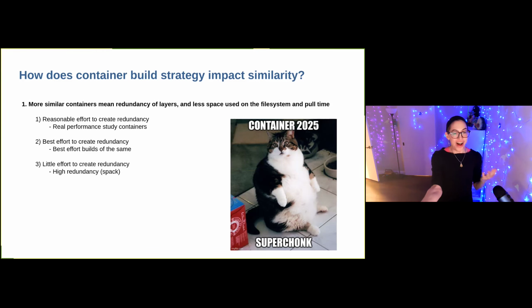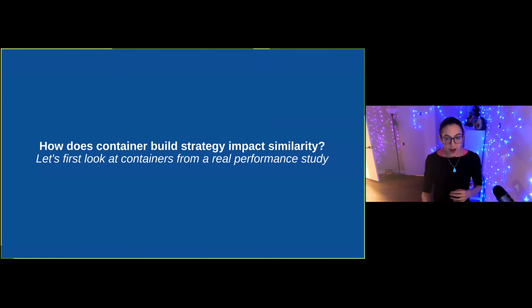Again, the super chunk. And so there's so little chance that you would ever have redundancy of this layer because everything in SPAC is very niche. So this would represent, at least from the point of this study, little effort to create redundancy. So let's first look at the containers from the real performance study.